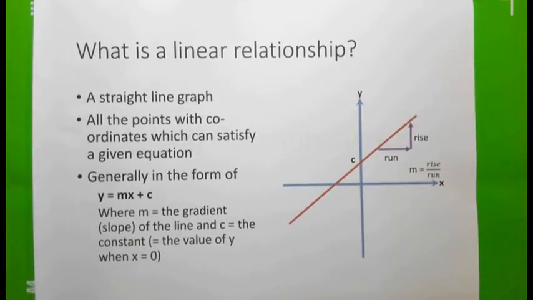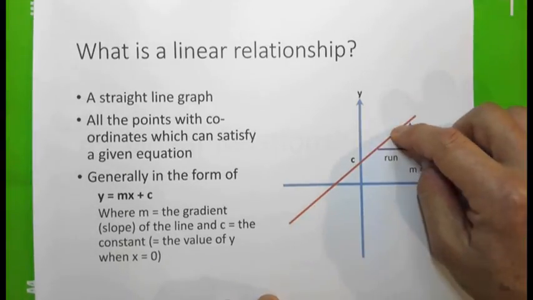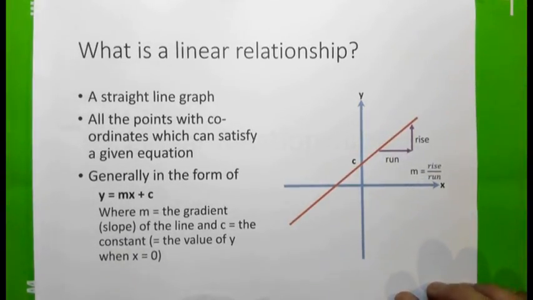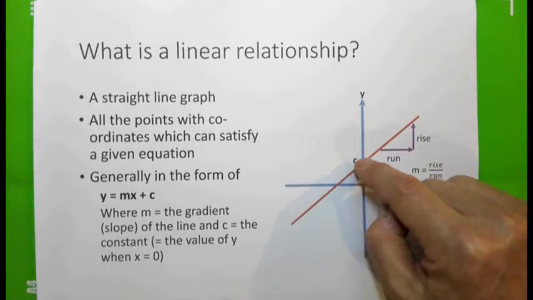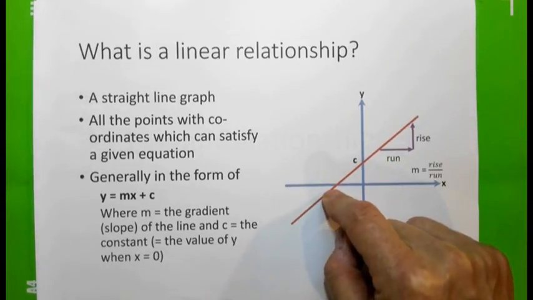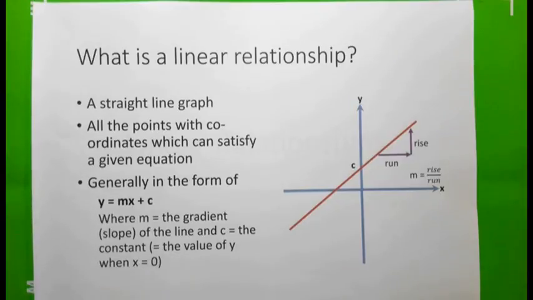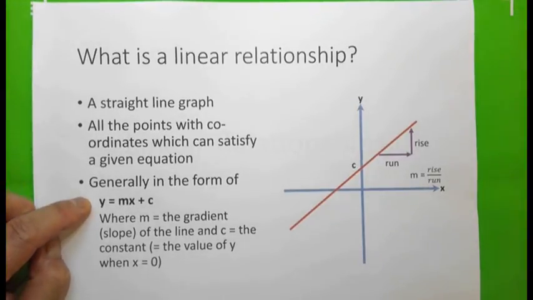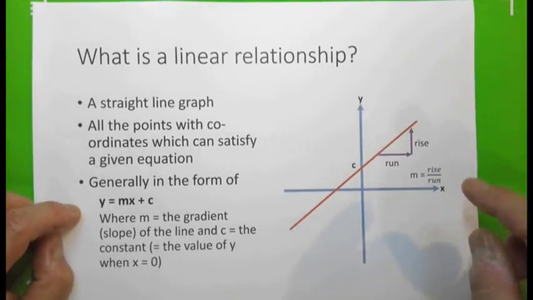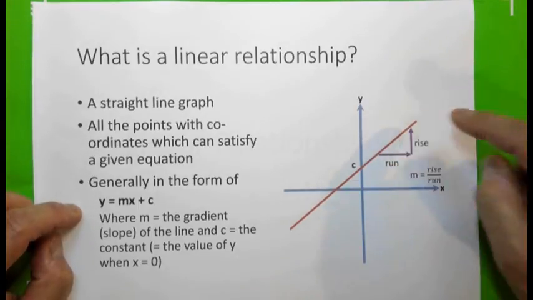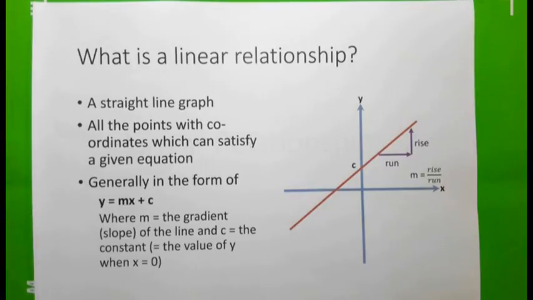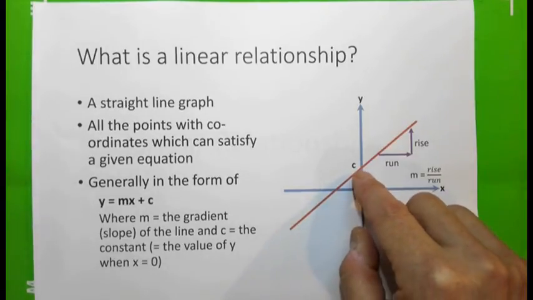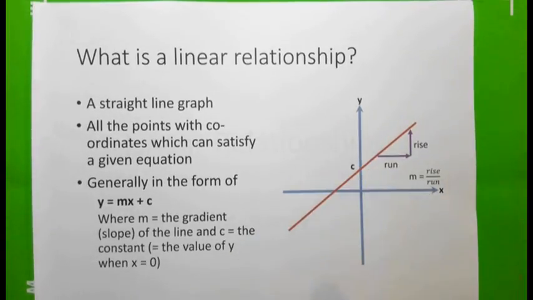What is a linear relationship? It is actually a straight line graph, and all the points with coordinates can satisfy a given equation in this straight line graph. So generally, it is in the form of y equals mx plus c, where m is the gradient or the slope, which is the rise over run, and c is the constant, which is the value of y when x equals 0.